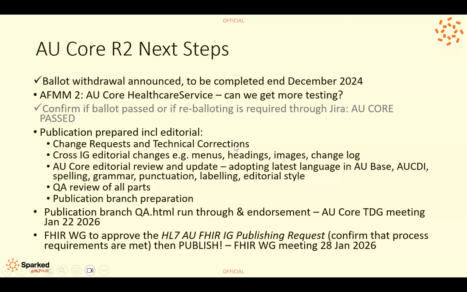We would take this to the next FHIR work group call, which would be on the 28th of January, to ratify the decision that's been made, that it meets the prerequisite criteria that are defined. Actually, this is available on the HL7 AU Confluence site, what the criteria is. Once we've met all of that, and have endorsement from the FHIR work group, then we can publish. And so our target is still the end of January.